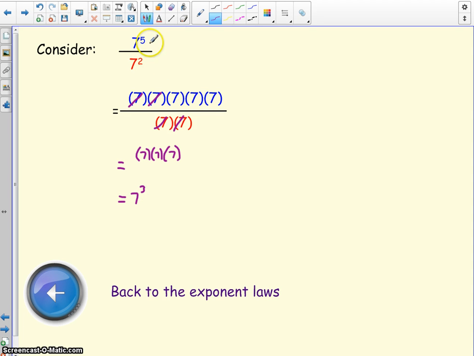Okay, so the rule of division says that we could actually take a shortcut here, go straight to that final answer by subtracting the two exponents. So you get 7 to the exponent 5 minus 2, which gives 7 to the 3.